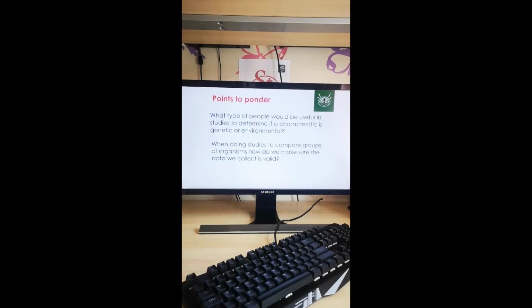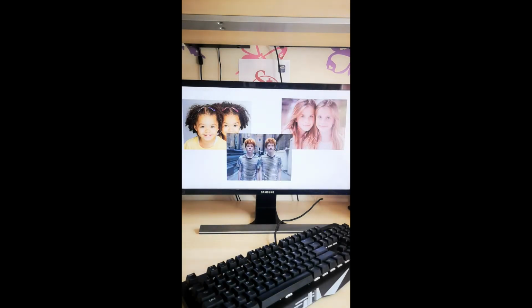Okay, so back to the top one, what type of people would be useful to determine if a characteristic is genetic or environmental? Identical twins. Okay, so identical twins are genetically identical. Therefore, any difference in a characteristic that is measured between them, we can say is due to the environment. Okay, so we can make measurements like that. And there have been studies like that, and there is a question in the question pack that's based on that idea.